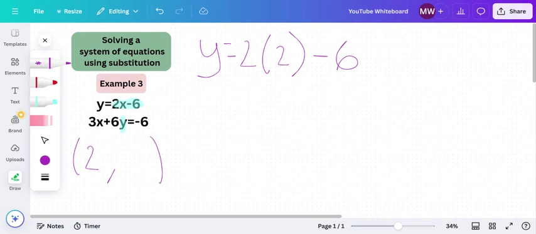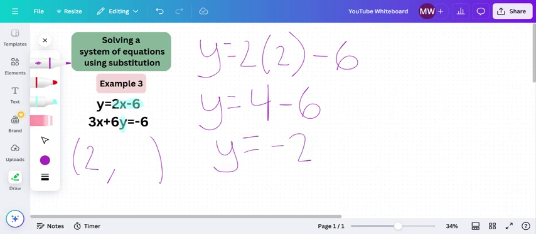Now I just have to do a little bit of math. So that y equals stays. 2 times 2 is 4. Our minus 6 stays. And then we just have to do 4 minus 6, which gets us negative 2. So our y value is negative 2. So our final answer for this problem is (2, negative 2), meaning x equals 2, and y equals negative 2.